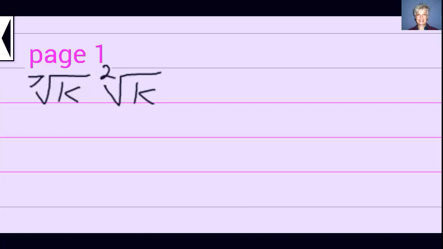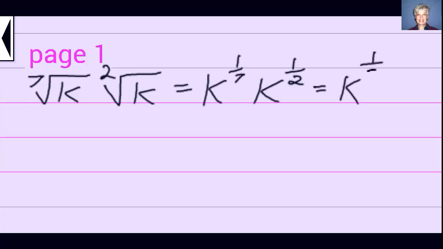Now, when you multiply radicals that have different indexes, or indices as it used to be called, you have to change to rational exponents. So we'll have k to the 1/7 power times k to the 1/2 power. And since you have like bases, you can add your exponents. Here we go, k to the 1/7 plus 1/2.